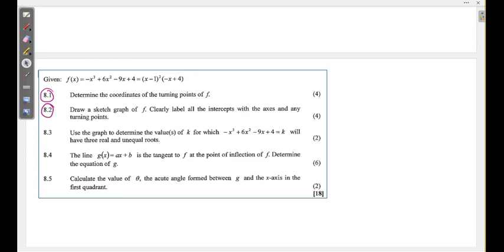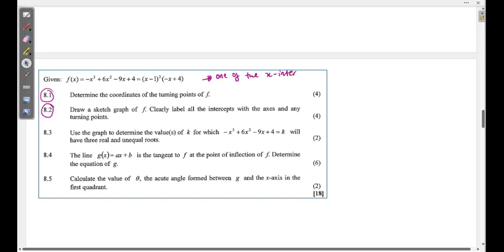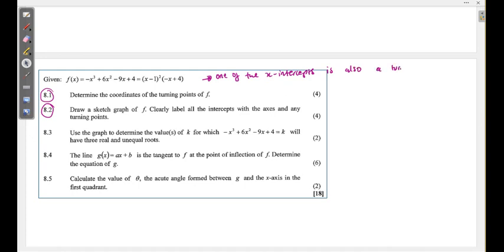Usually, good people, when you see an equation like this, when you see a squared here, it means that this type of graph has one of the x-intercepts also being a turning point, okay? Is also a turning point. All the time you should check for those type of graphs.